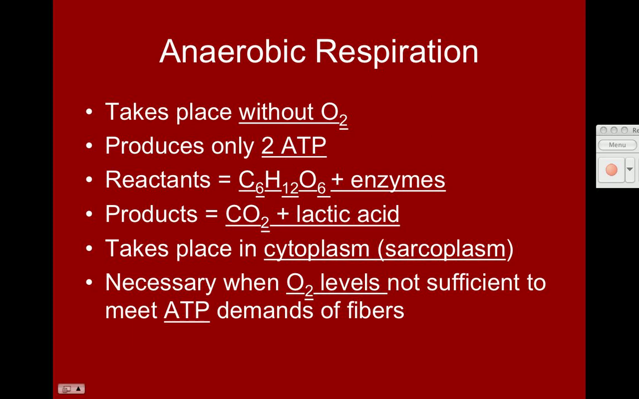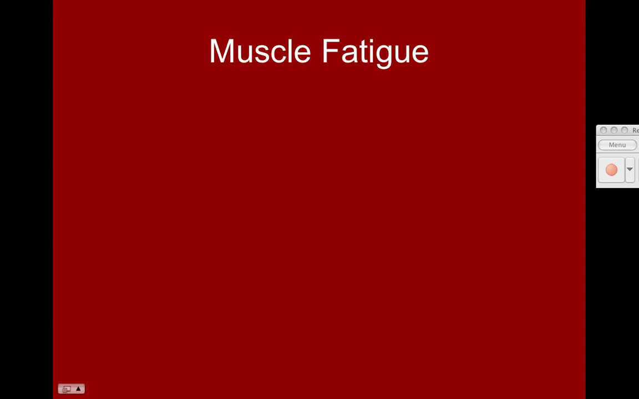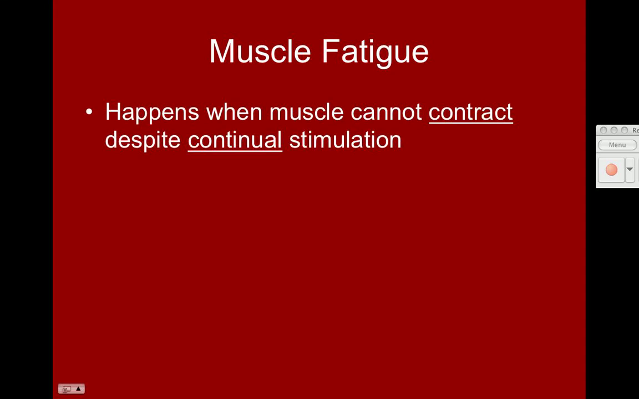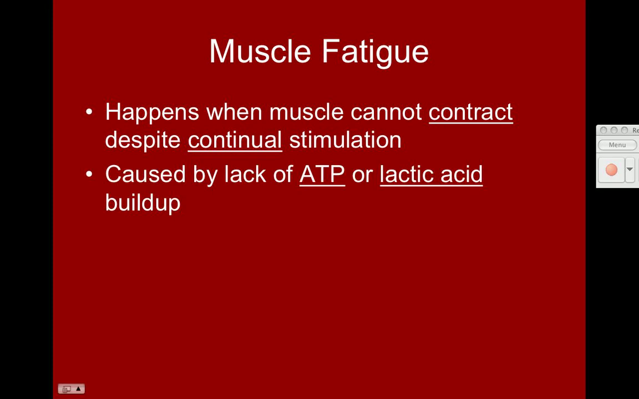And it is necessary when the oxygen levels in our muscles are not sufficient to meet the ATP demands of our fibers. So when we are working out, depending on the type of workout that we do, we could enter anaerobic respiration. Aerobic is the preferred form. Now, this actually leads to muscle fatigue. Muscle fatigue happens when the muscle cannot contract despite stimulation. This is caused by either a lack of ATP, or in most cases it's a buildup of lactic acid. We actually disrupt the homeostasis of the cells.